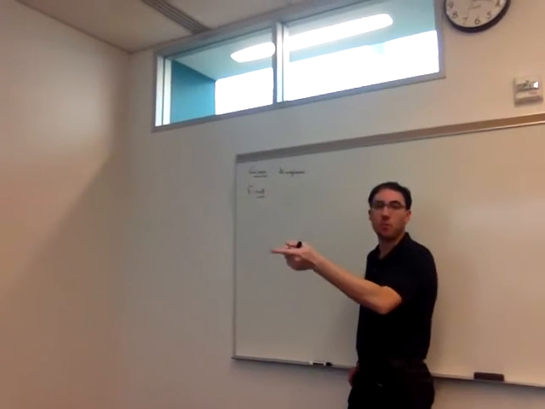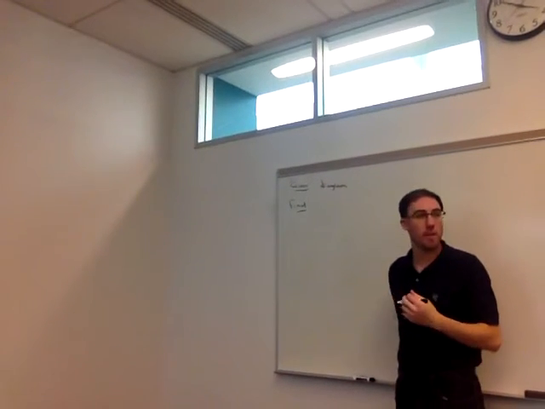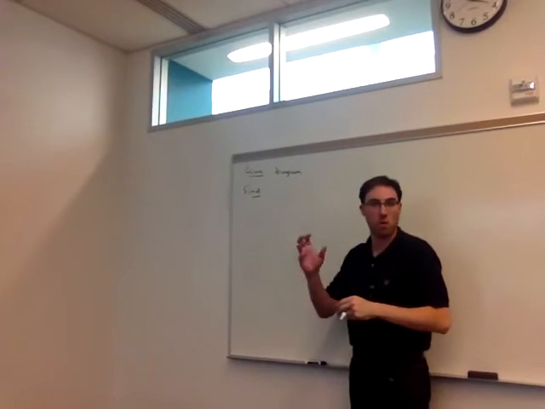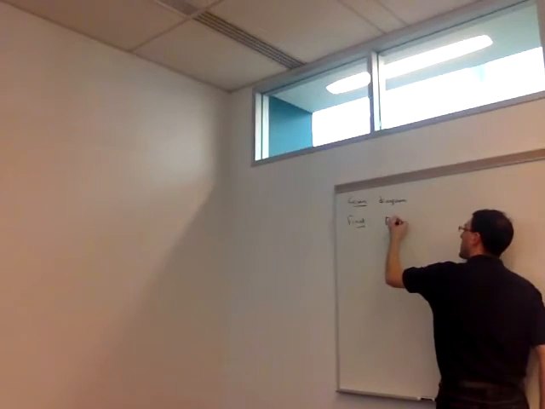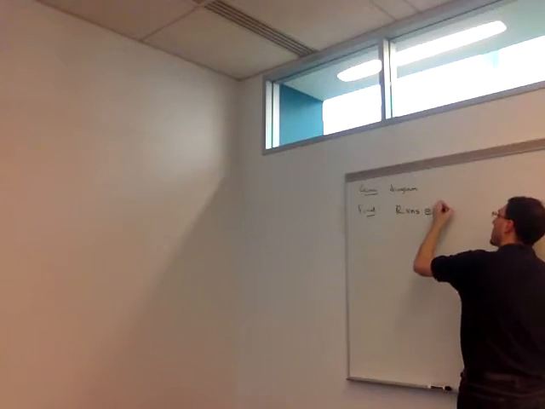So in this case, there's a support at A, a pin, and a support at B, which is a roller or a ball. It'll act the same way. So we want the reactions at A and B.